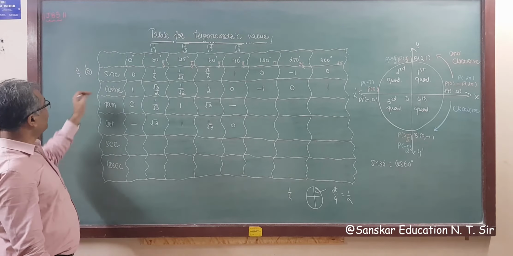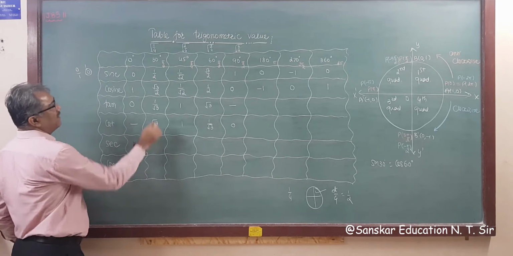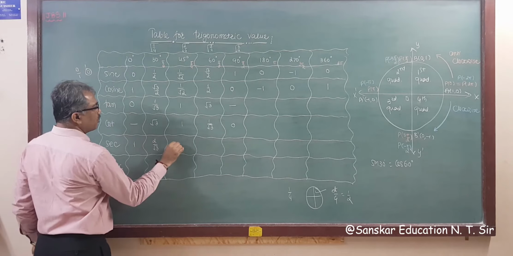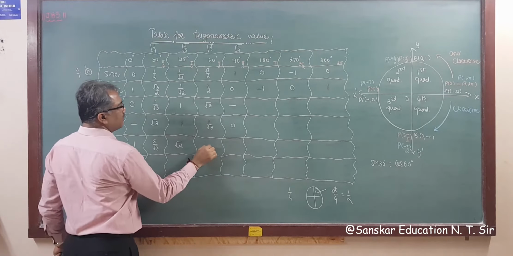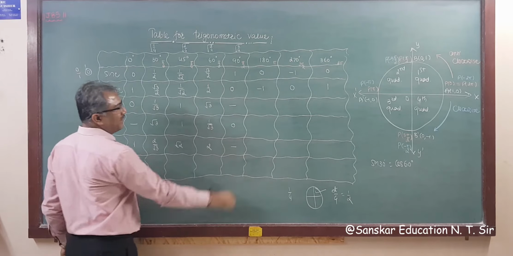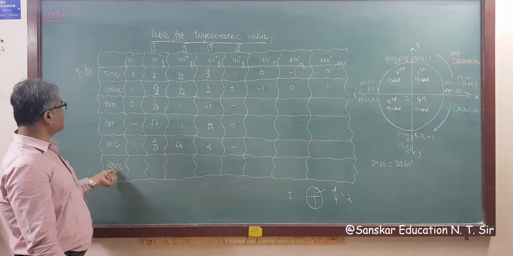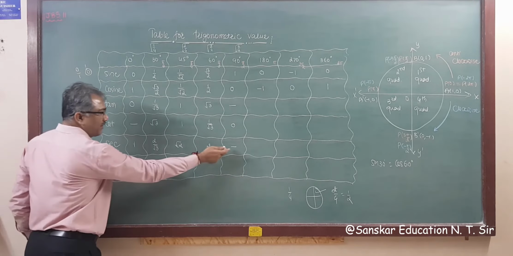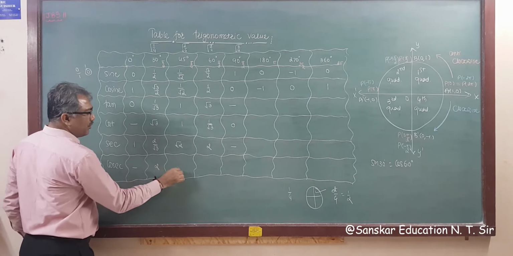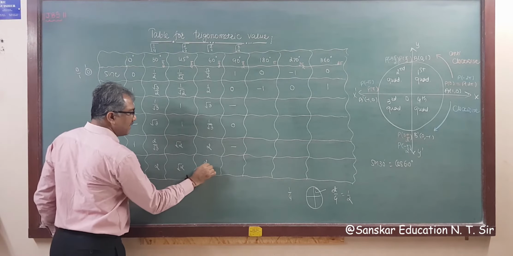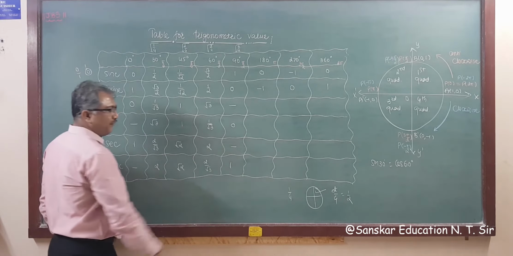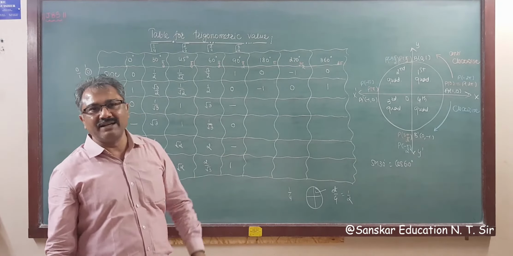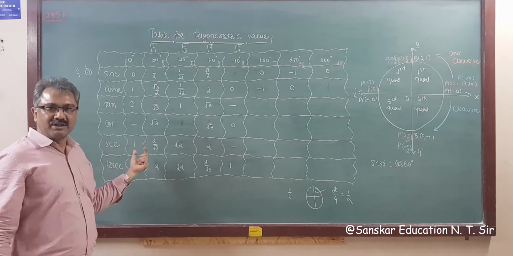For sec, reverse of cos, 1 upon 1 is 1, this is 2 by root 3, this is root 2, this is 2, and 1 upon 0, that is undefined. Got it? Cosec is reverse of sine, that is reciprocal of sine. 1 upon 0 is undefined. Either you can write reverse of this, that is 2, root 2, 2 by root 3 and 1.